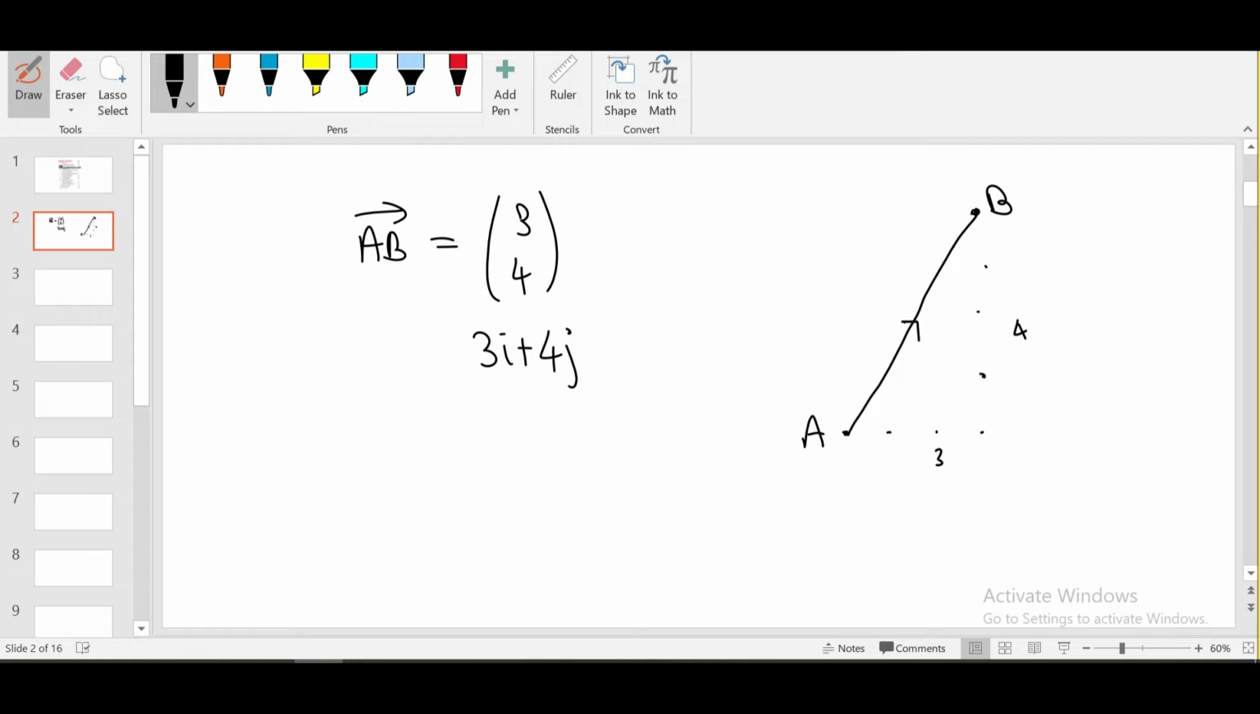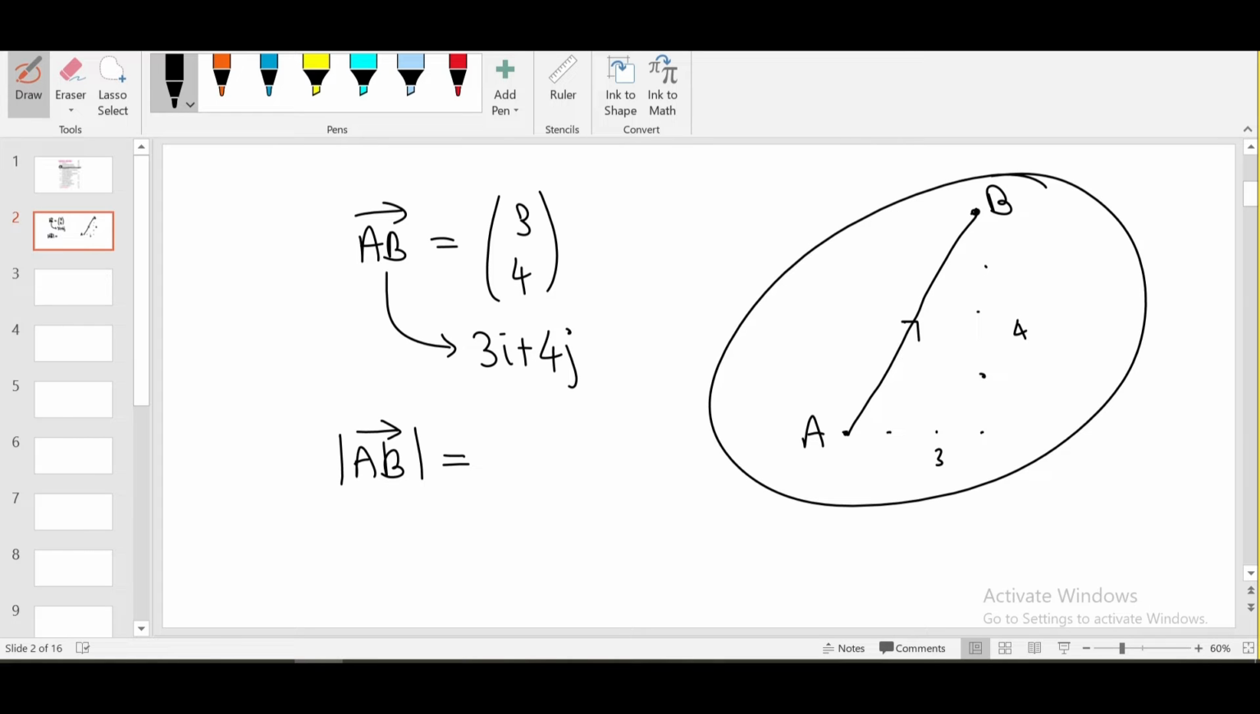The magnitude of the vector is denoted by modulus AB. This is nothing but the length of the line AB. How do you find the length of the line AB? You do 3 plus 4. Did you just say 3 plus 4? No, like 3i plus 4j. No, that's a vector actually. I'm talking about the length of AB, the line AB. Let's not think of it as a vector. It's just a straight line. How do you find this length?